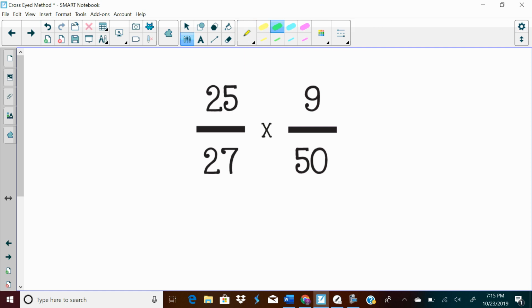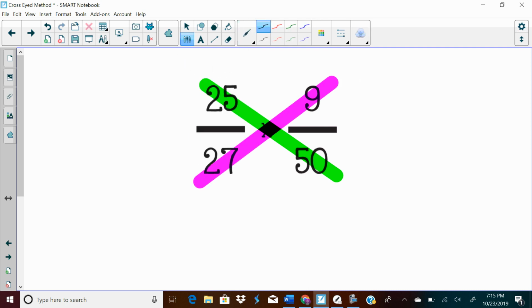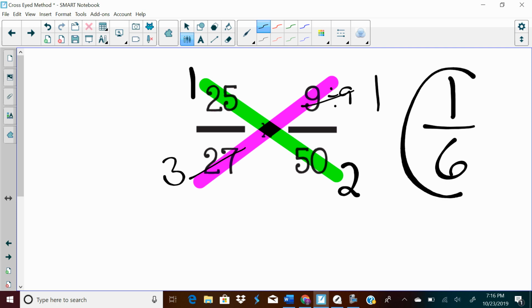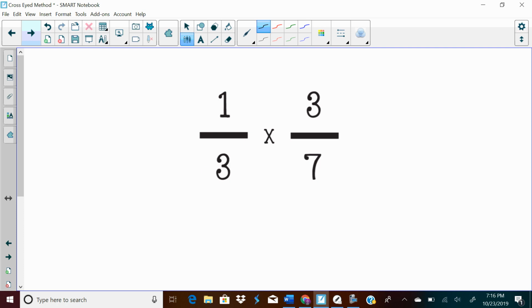Okay. 25 and 50 do have a common factor. It's 25. 9 and 27 is 3. So 25 divided by 25 gives me 1. 50 divided by 25 gives me 2. And then 9, I'm going to divide it by 9, which will give me 1. 27 divided by 9 is 3. So when I multiply straight across, I get 1 times 1 is 1. 3 times 2 is 6. So much easier than doing 25 times 9 and 27 times 50. Okay, try this one on your own, and then we'll check our answer.